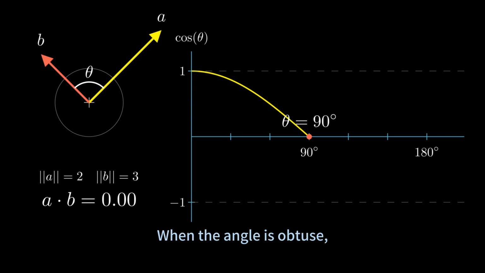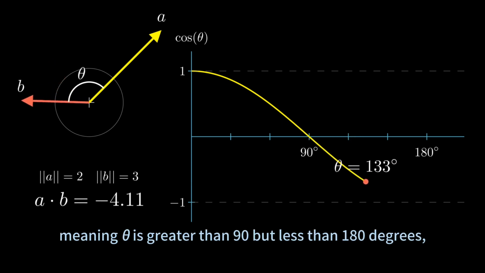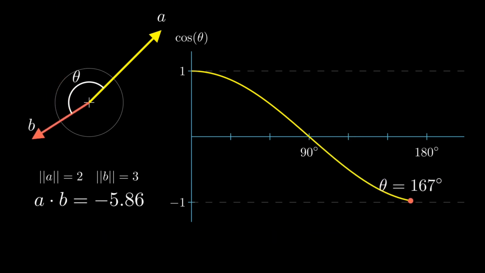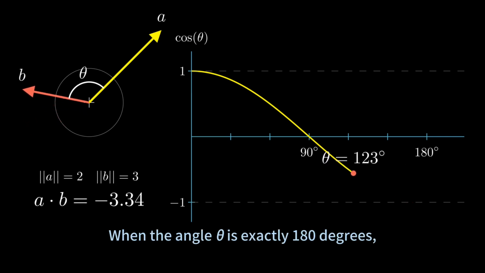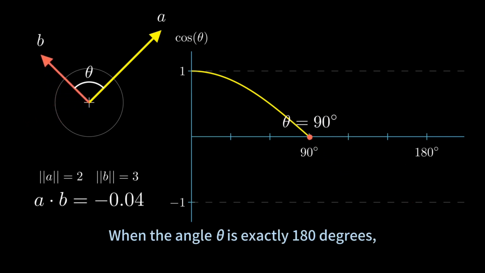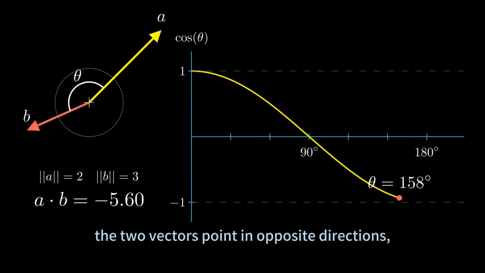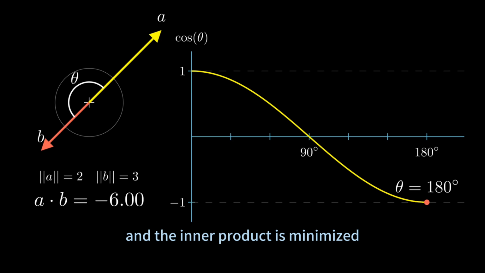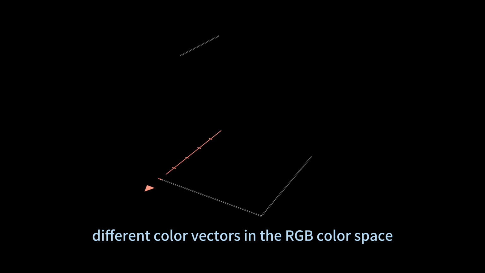When the angle is obtuse, meaning theta is greater than 90 degrees but less than 180 degrees, the inner product of A and B is negative. When the angle theta is exactly 180 degrees, the two vectors point in opposite directions, and their inner product is minimized. Now, let's explore relationships between different color vectors in the RGB color space.